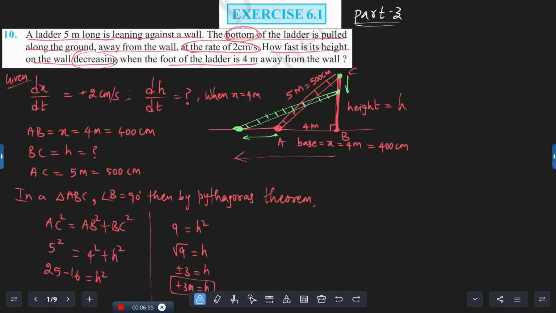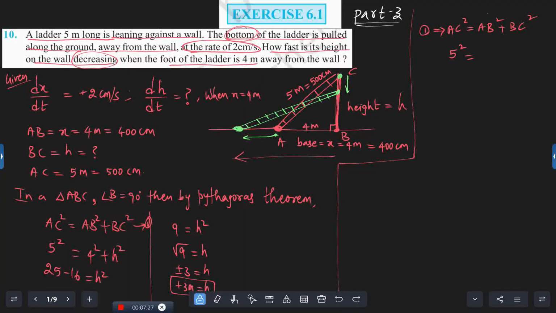Understand? That's it. Now, children, it is not our aim to find the H value. We need to find dH by dt. So the same Pythagoras theorem I'm going to use here. That implies again, what is that? AC square is equal to AB square plus BC square. Now listen carefully. AC square they gave 5.